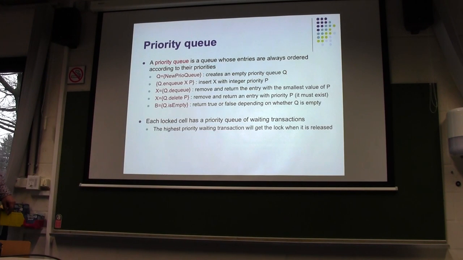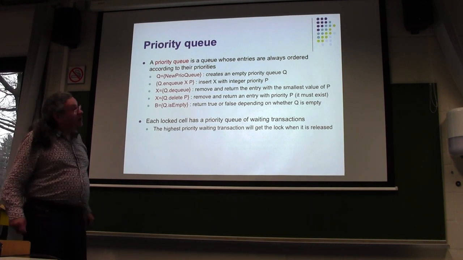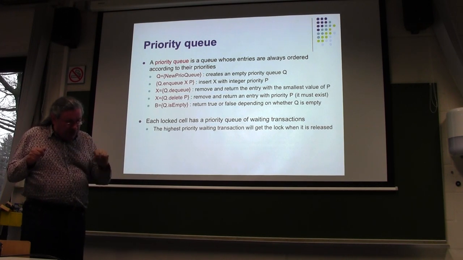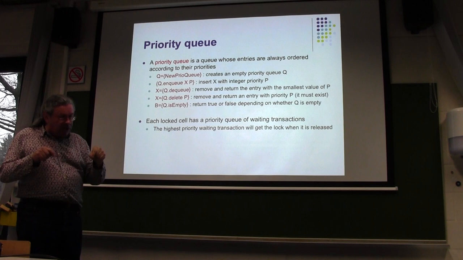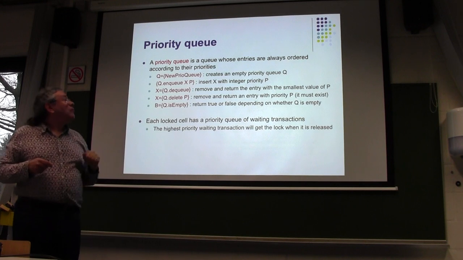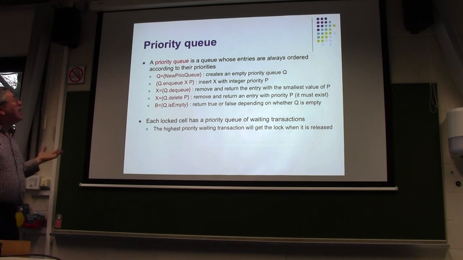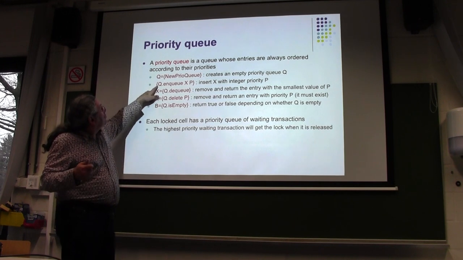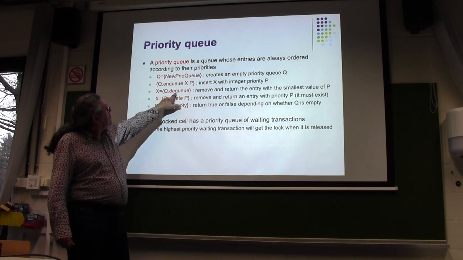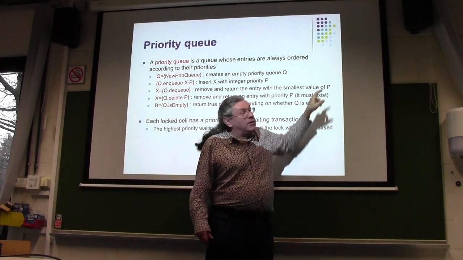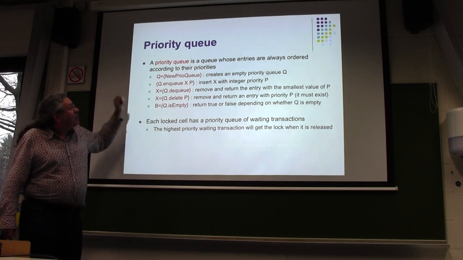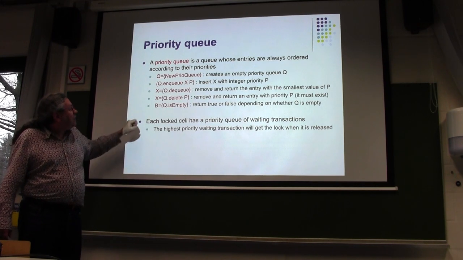And finally, there is a priority queue. So a priority queue is a queue, but the entries are always ordered. Each entry has a priority, and when you put in a new entry, if it's high priority, it's put in the front. They're always ordered according to priority. That's important because the transactions have priorities. So I insert X with an integer priority P. When I dequeue, I will return the entry with the smallest value, which is going to be the highest priority transaction. I remove an entry with priority P, which must exist, okay?